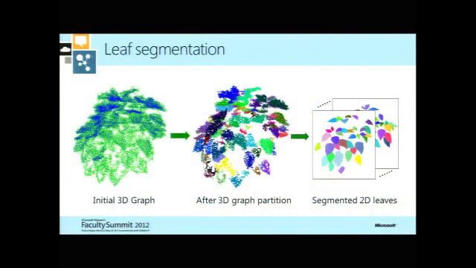Obviously, this is not the end result. Then, as I've said earlier, we construct a three-dimensional graph, and we make use of the three-dimensional information as well as the texture information that you can get when you back project into the images. We use that to segment into individual leaves.